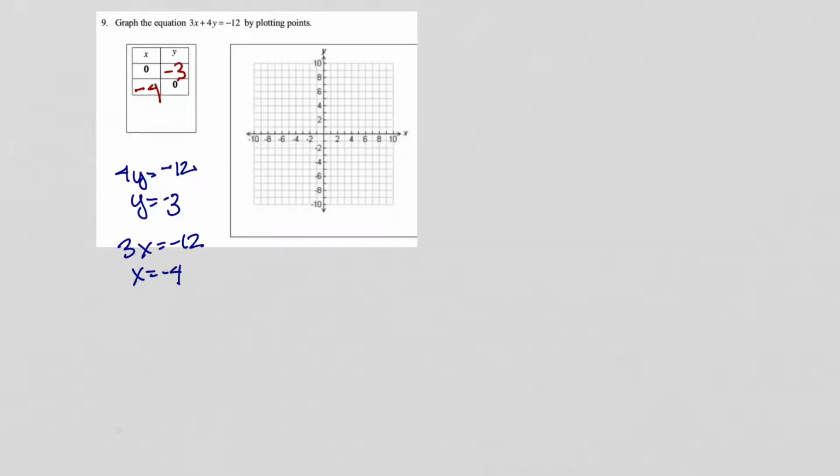And now let's plot these points. So 0, negative 3, right down here, right? 0, no horizontal, but 3 down on the vertical. So 0, negative 3. And then over here, negative 4, 0. That's 4 to the left and no up or down. So 4 to the left right here. And we'll see if we can draw a line through those points. There we go. We've got the graph of that equation.